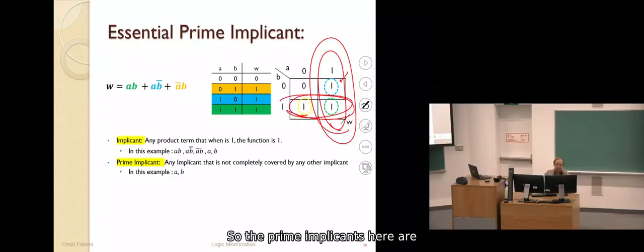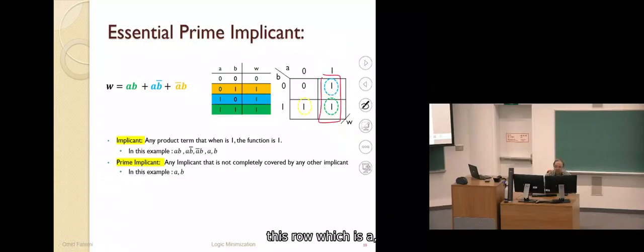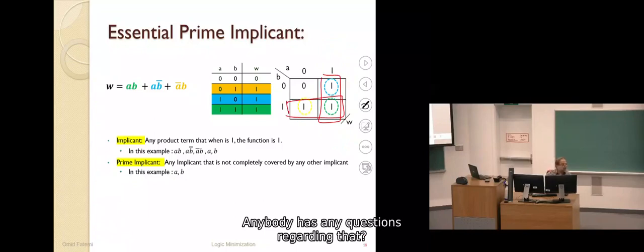So the prime implicants here are A and B, corresponding to this row and this column. This row, which is A, and this column, which is B. So are you following me? Why do I say this row is B? Anybody has any questions regarding that? All of you understand? This row is B. Why?